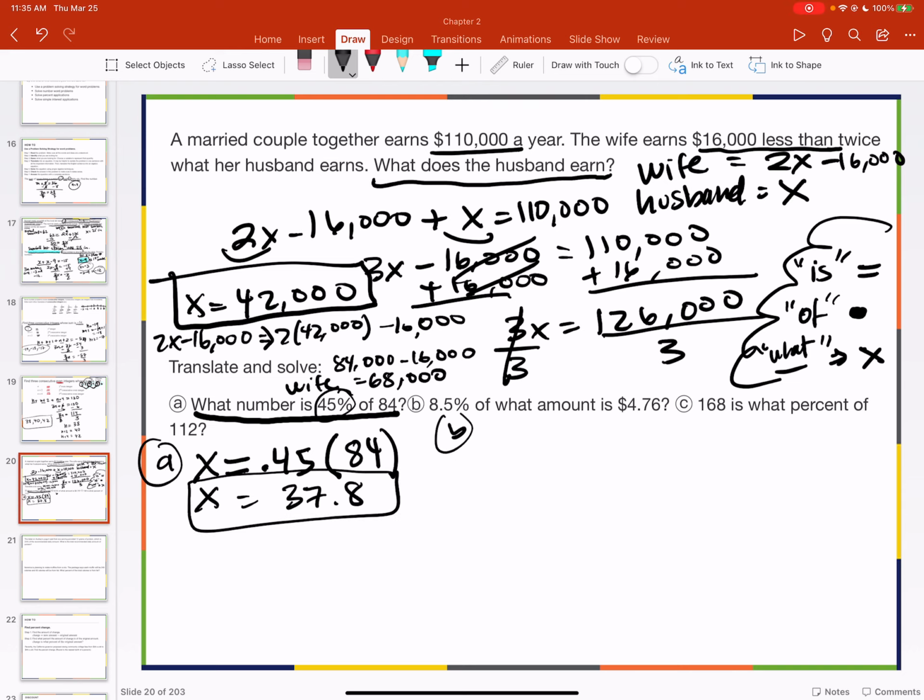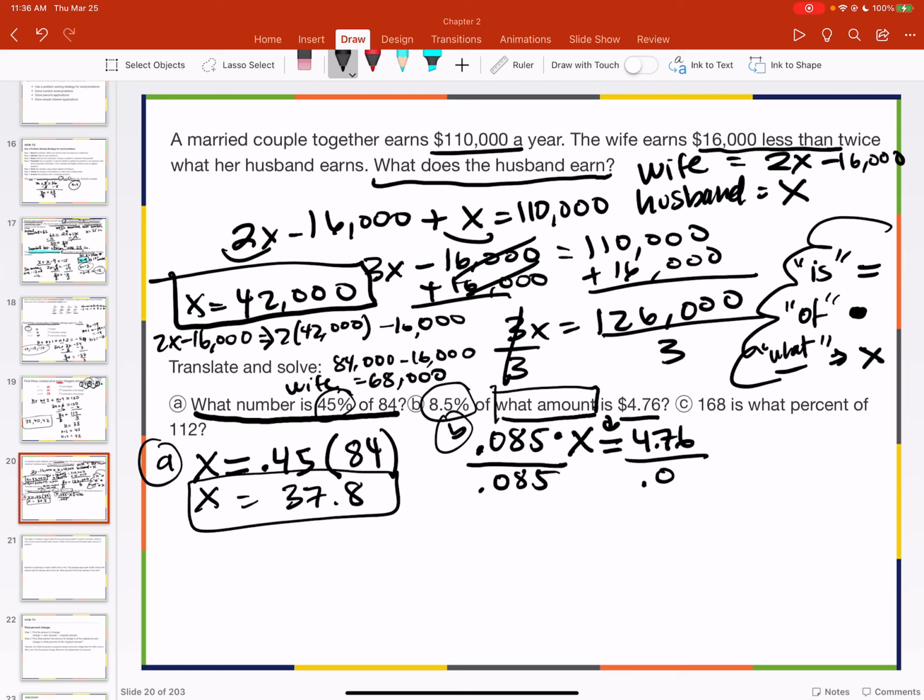Okay, B, 8.5% of what amount is $4.76. So 8.5% expressed as a decimal is 0.085, of means times. And then it says it in a weird way, what amount? So that's X, is translates to equals 4.76. So all we need to do is divide by 0.085 on both sides. That cancels here. 4.76 divided by 0.085 is 56. So X is equal to 56.